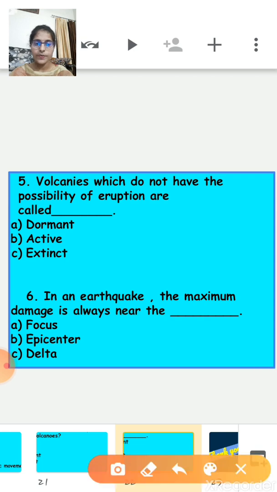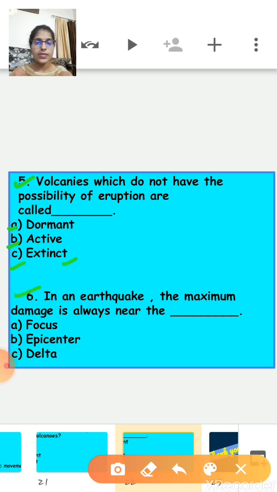Now the fifth question, volcanoes which do not have the possibility of eruption are called. Now the options are dormant, active and extinct. Which volcano has not erupted, or has no possibility of eruption? Now the answer is extinct. That's why these volcanoes are also called dead volcanoes, because there is no further possibility of eruption in future.